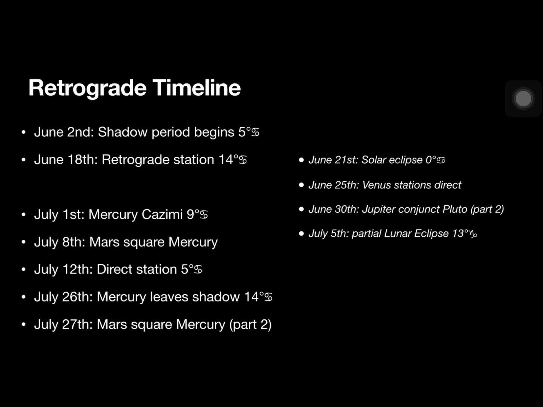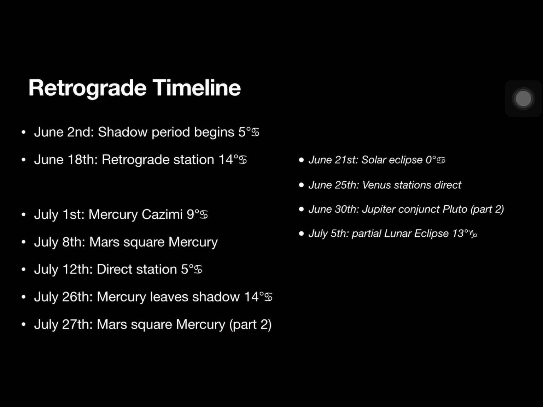And on June 25th, Venus stations direct. Venus has been retrograde for a while now, a couple of months. On June 30th, we have the second part of the Jupiter-Pluto conjunction. The first time this happened was several months ago when the economy massively tanked after being stimulated. That was in response to the pandemic, of course. So we get that again.